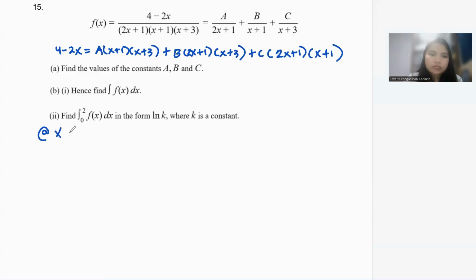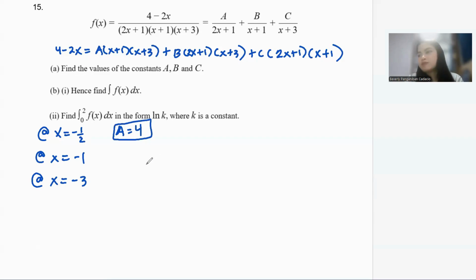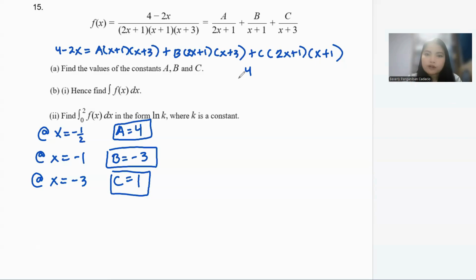So you have x is equal to negative 1/2. I'm going to have a shortcut here. x is equal to negative 1 because I'm just going to use substitution. x is equal to negative 3. And if you use x is negative 1/2, you're going to get your A, which is 4. When you have negative 1, you're going to get B is equal to negative 3. And if you have negative 3, then you will have C is equal to 1. And let me just rewrite it properly. So it will be 4 over 2x plus 1 minus 3 over x plus 1 plus 1 over x plus 3.